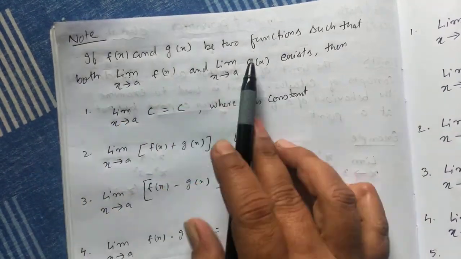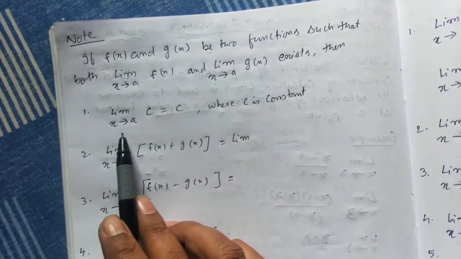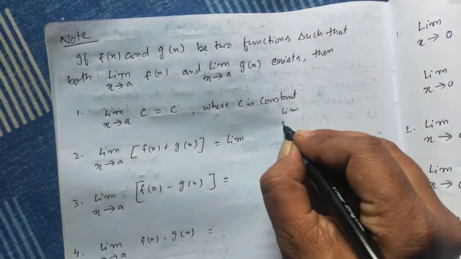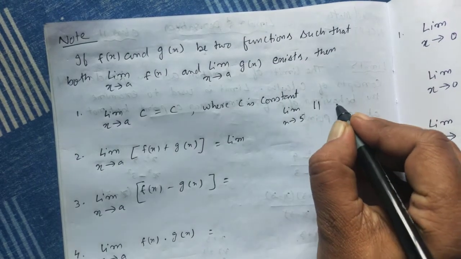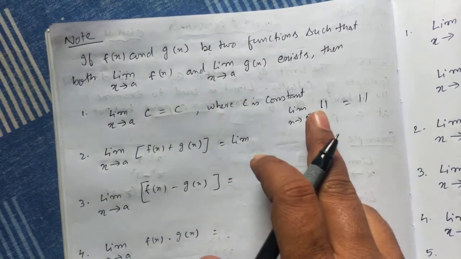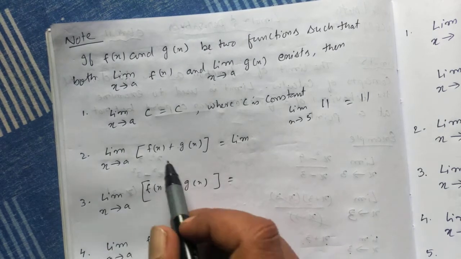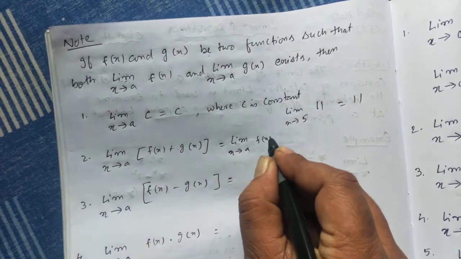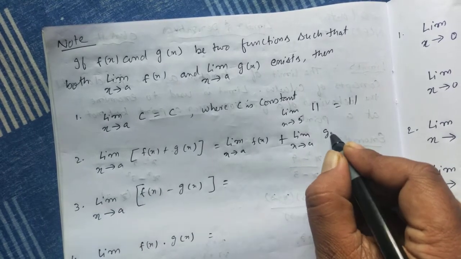There is some algebra in the limit also. Suppose f(x) and g(x) are two functions such that both limits exist, then the limit of a constant term will always be constant. For example, if I say limit x tends to 5 and here the constant is 11, the answer will be 11 only. Nothing will change. X tends to anything, constant will be constant only. In this situation, if plus is there, we can break the limit. We can write this as limit x tends to a f(x) plus limit x tends to a g(x).